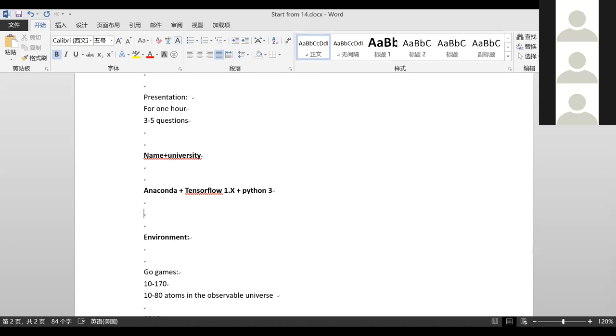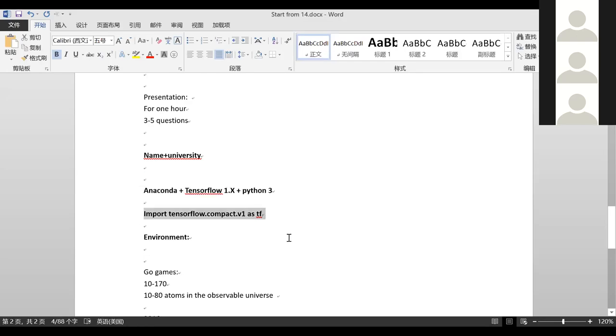If you download the latest version of TensorFlow, you can import TensorFlow like this: import tensorflow.compat.v1 as tf. So if you install TensorFlow 2, you can use this line to run TensorFlow 1 code in your TensorFlow 2 environment.